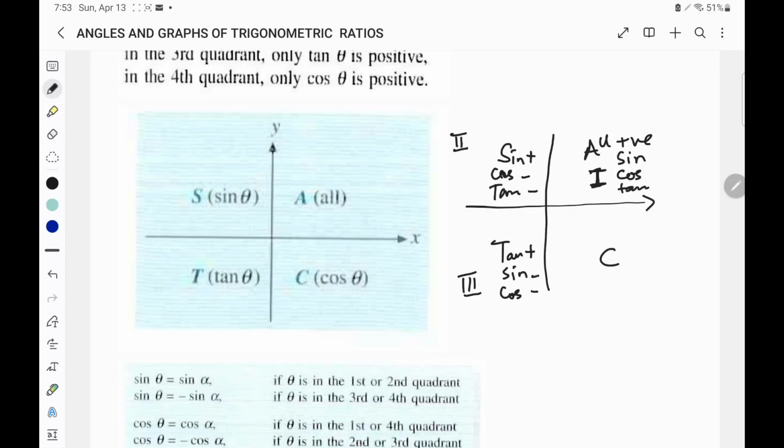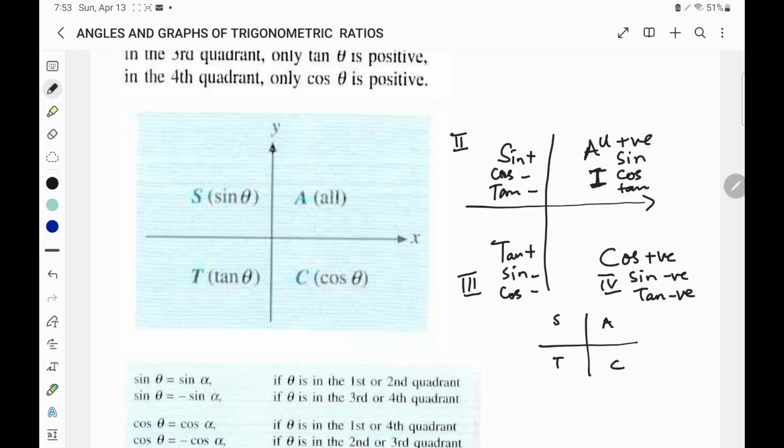Now in the fourth quadrant, if cos is positive, then sine is negative and tan is also negative. But just remember this diagram, CAST. You can memorize with CAST also. So start from the fourth quadrant.